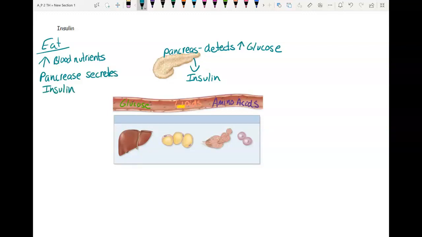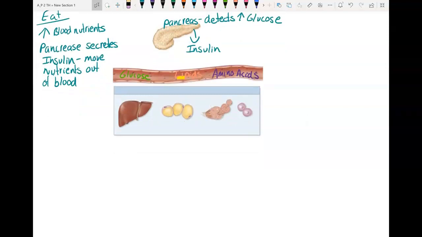Homeostasis means you want to stay at a steady level. So since nutrients are high, you want to bring them back down. So the job of insulin is to move nutrients out of the blood. So this is your storage hormone. This is the one that's going to tell you to save those extra nutrients for later.